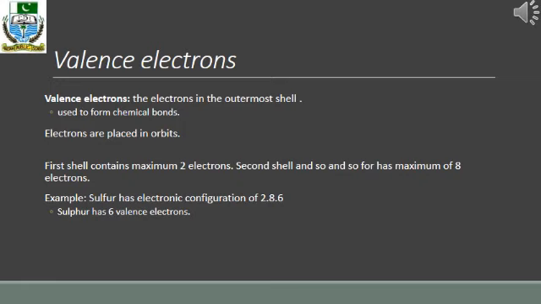And if we see the example of sulfur, its electronic configuration is written as 2, 8, 6. So the valence electrons, or the outermost electrons, of sulfur are 6. Sulfur has 6 valence electrons.